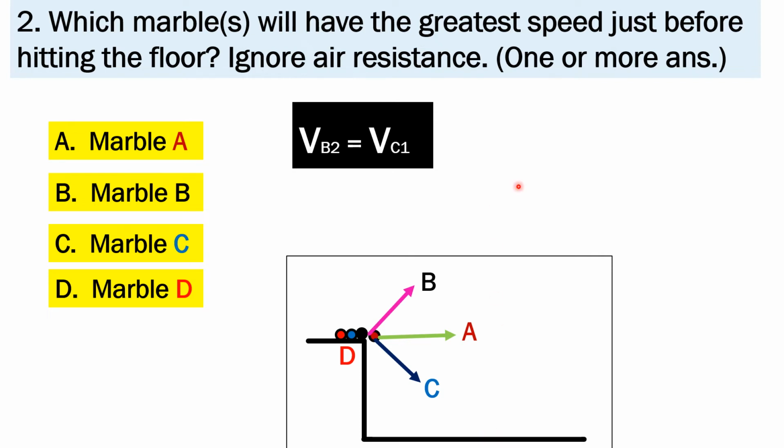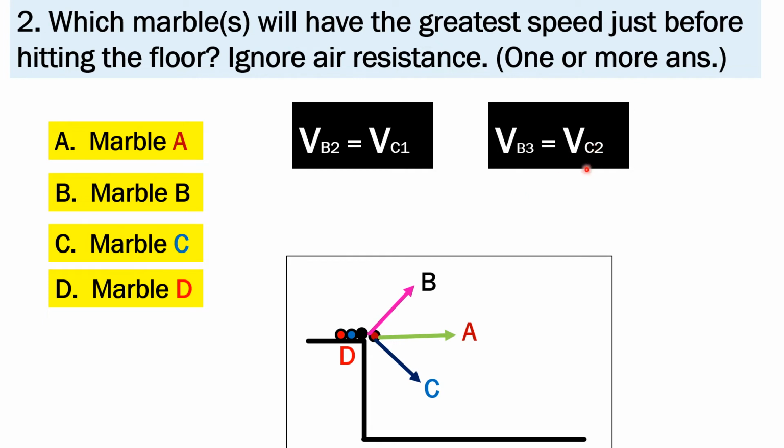And that is what is meant by this second equation. The final velocity of marble B, labeled here as V sub B3, is just equal to the final velocity of marble C, also upon reaching the floor, V sub C2. All right? Now, what about the two other marbles, marble A and marble D?